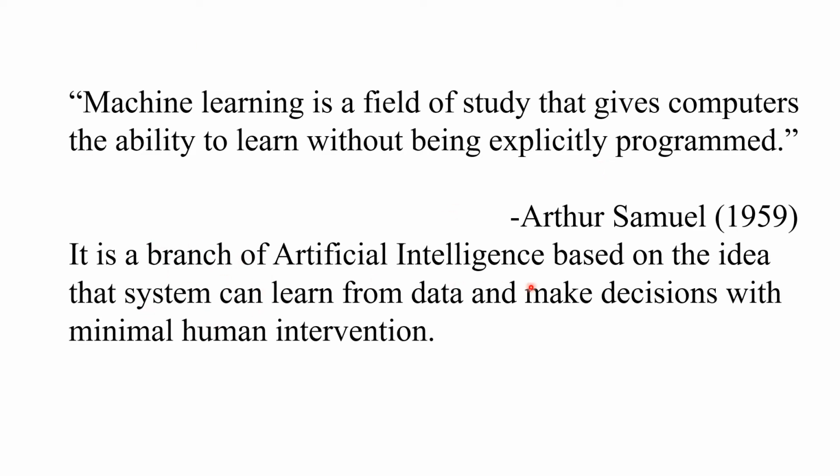Machine learning is a branch of artificial intelligence based on the idea that systems can learn from data and make decisions. Over here, we have to focus that the system can learn from data and make decisions with minimal human intervention. The main objective of machine learning is to reduce the human intervention. These two definitions may look difficult at the beginning, but in future it will become easier. Now let's look at certain industry use cases of machine learning.